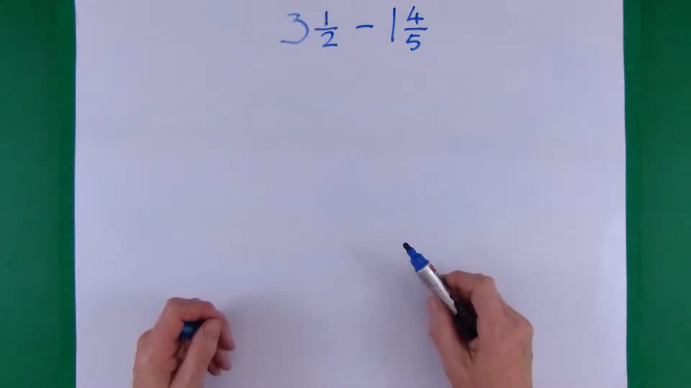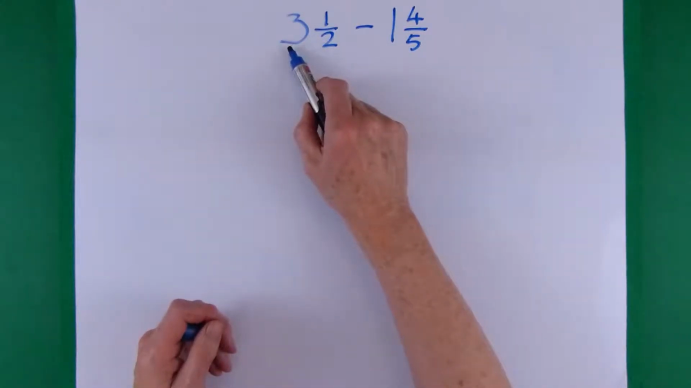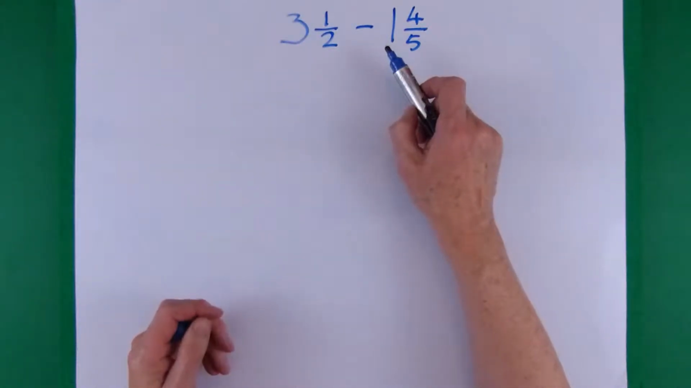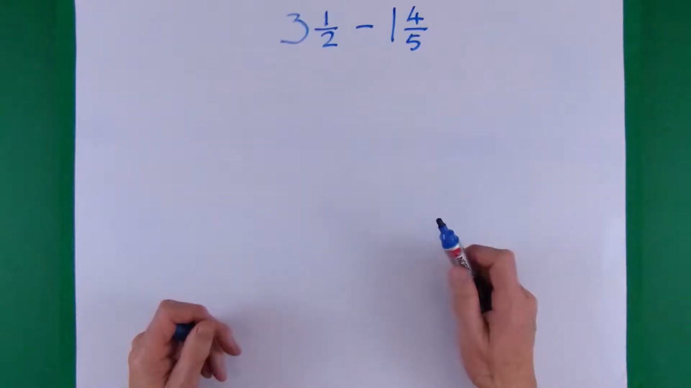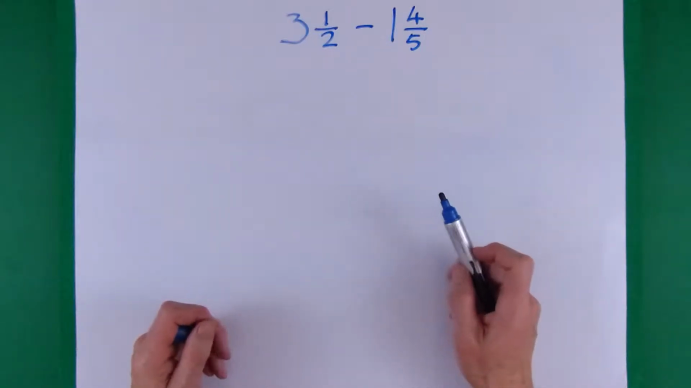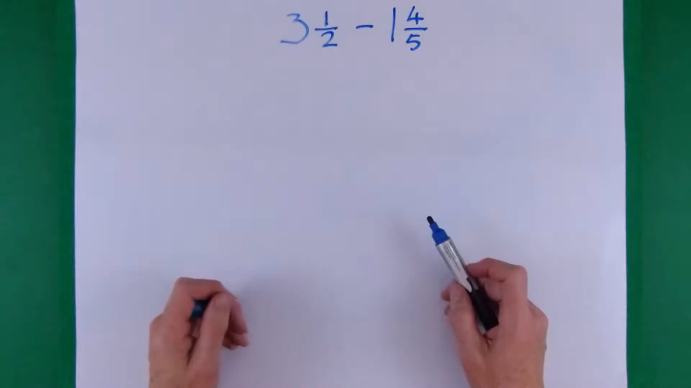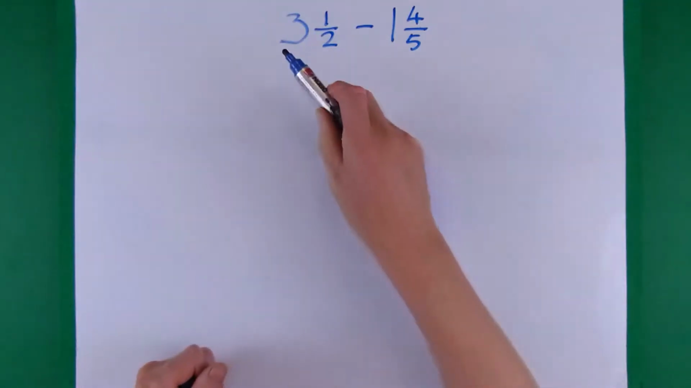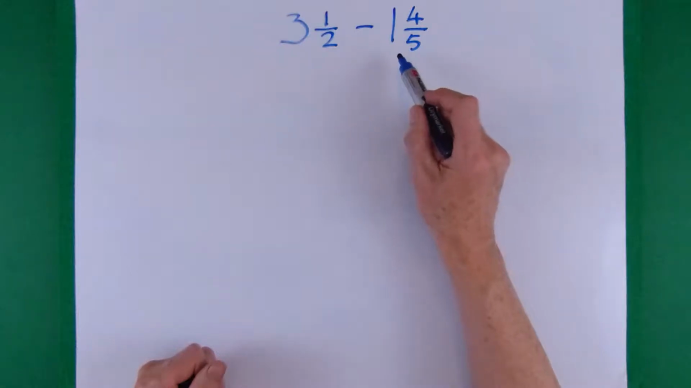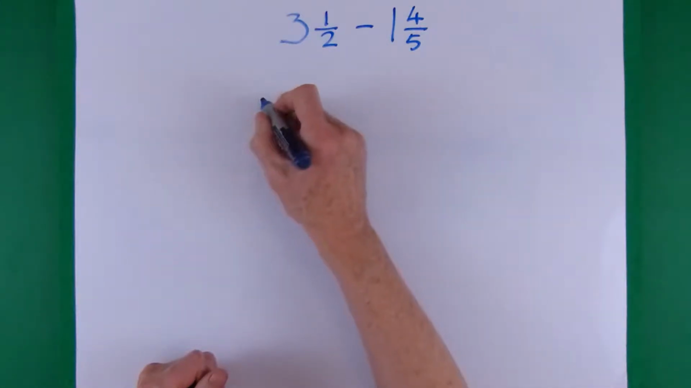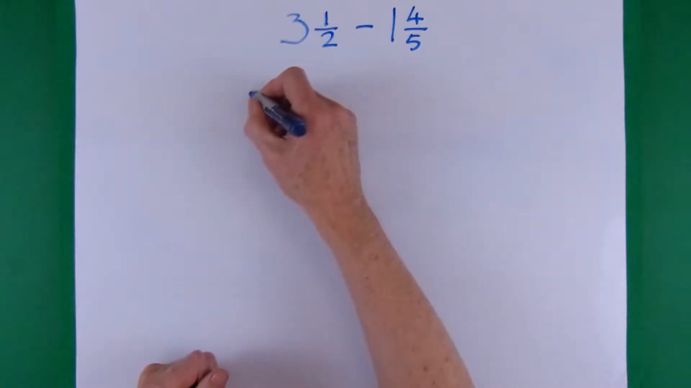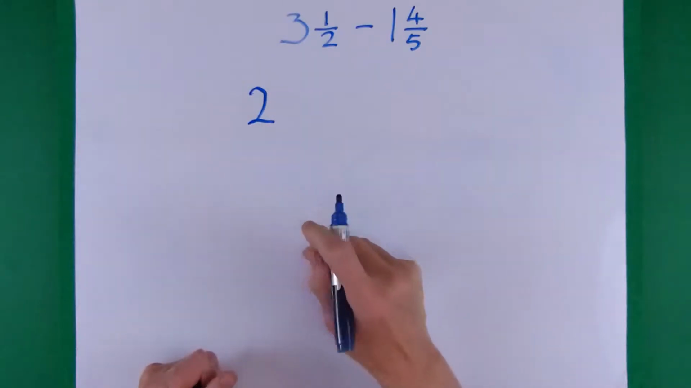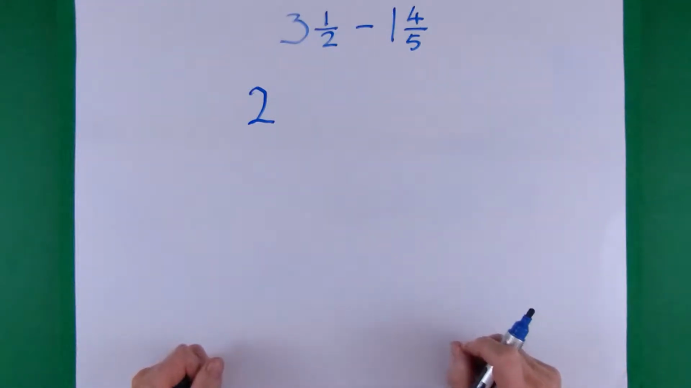First we deal with the whole pizzas. The 3 whole pizzas take away the 1 whole pizza. We don't need to chop up the whole pizzas, although we might have to chop one of them up later. Press pause and take the 1 away from the 3. Three minus 1 equals 2. Put the big 2 across a bit. We need a bit of room for working later.